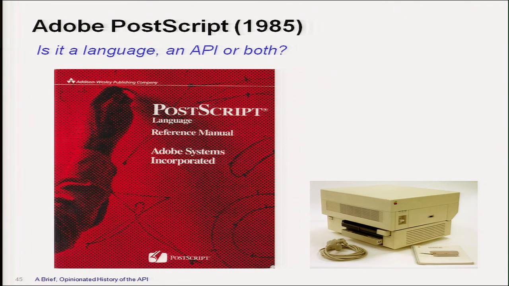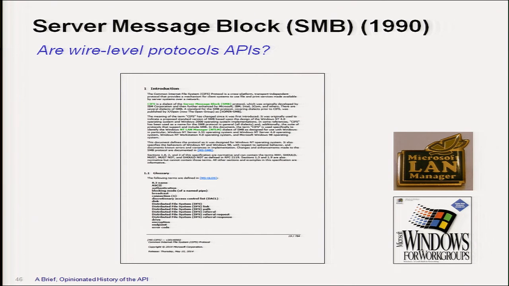What about, here's an interesting one. Take a look at this. That is the original Apple LaserWriter. So its API was described in this red book that says the PostScript Language Reference Manual. So is it a language? Is it an API, or is it both? Well, I would claim there isn't actually a hard and fast boundary between languages and APIs, but if you made me say it, I would say this is an API that encapsulates a language, and I think that applies to a number of APIs. What about wire level protocols?